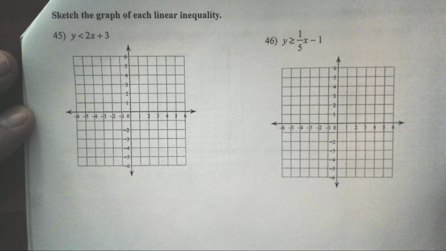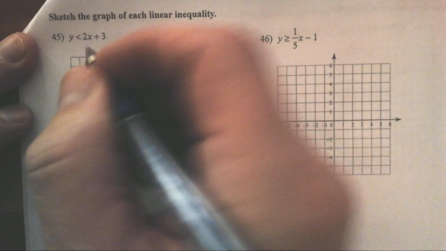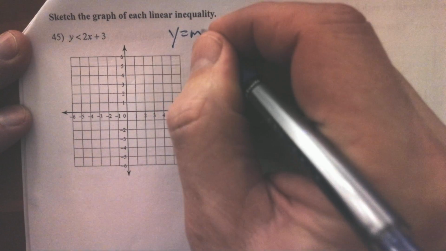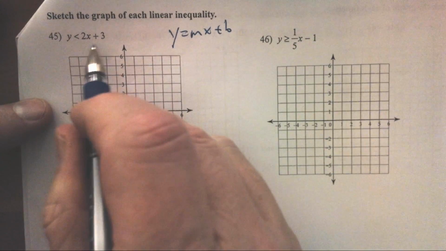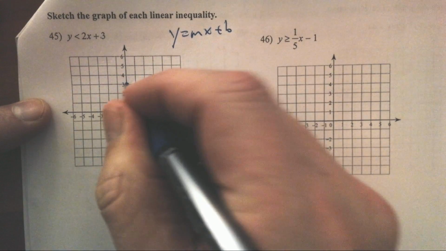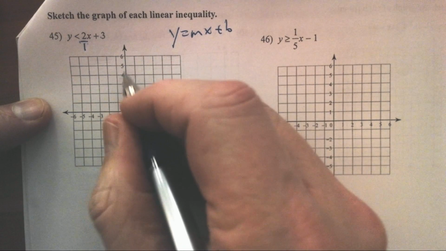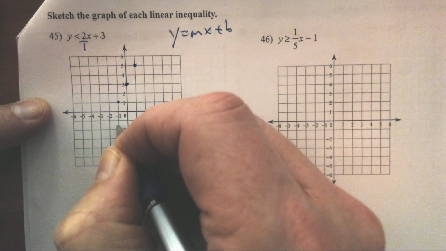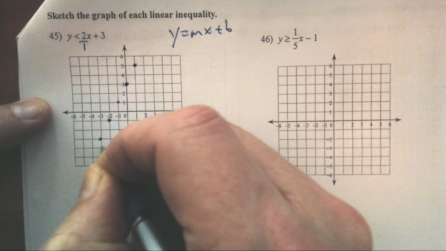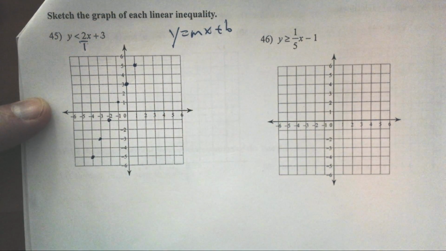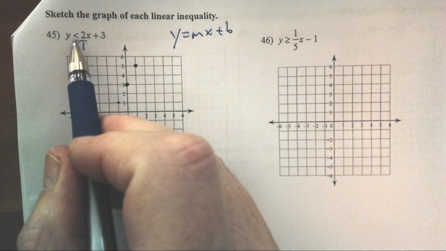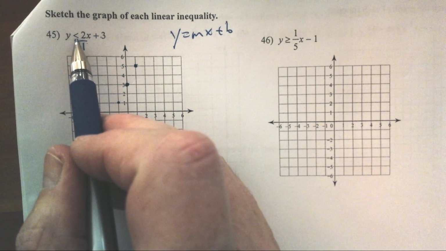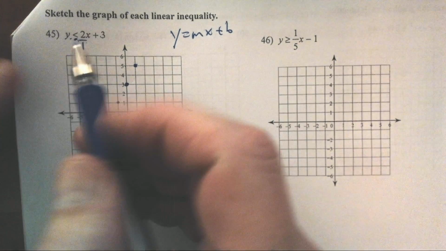Okay, now we got some inequalities. Hopefully by now we're all well versed on graphing lines, particularly when they're in this form, y equals mx plus b. Hopefully we know we start up at 3. Hopefully we know we want to rise 2, run 1, or fall 2, left 1, fall 2, left 1, fall 2, left 1. The fact that this says I want to be less than means I really can't be on the line, because on the line is where y is equal to 2x plus 3.